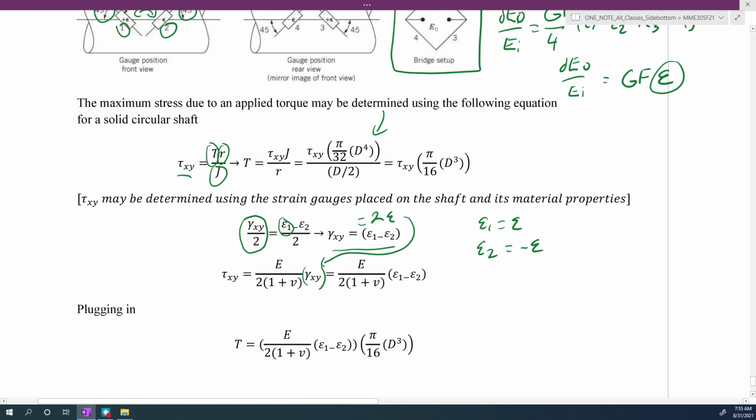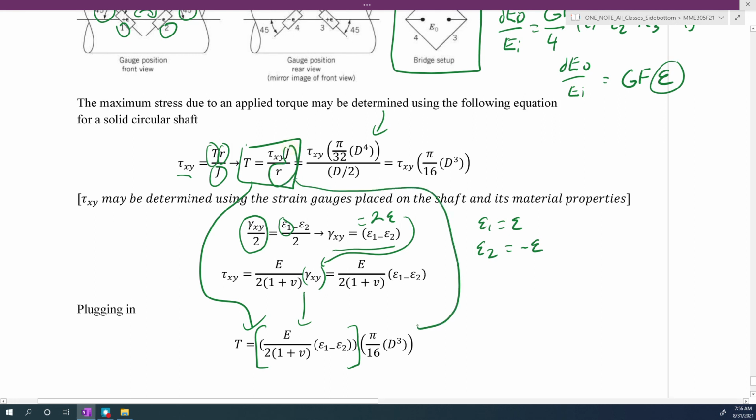All right, now if we know what tau xy is, we can rearrange our equation that we had up here to solve for our torque. So we plug in everything. If we plug in this equation here for tau xy, we multiply that by our J over r term, the polar moment of inertia divided by the radius, we get this term here, and we can solve for the torque. All right, so that's a basic setup of how you can create a torque cell using 4 strain gauges.